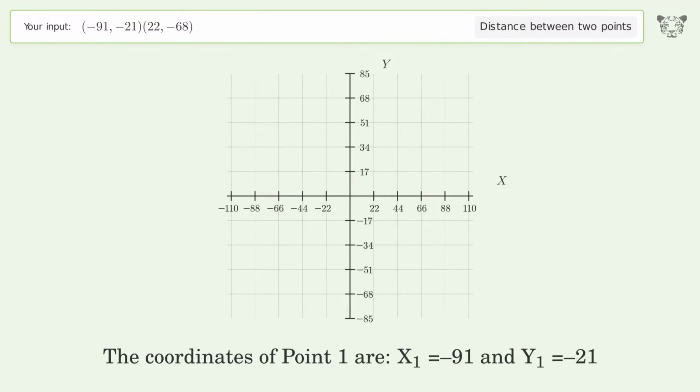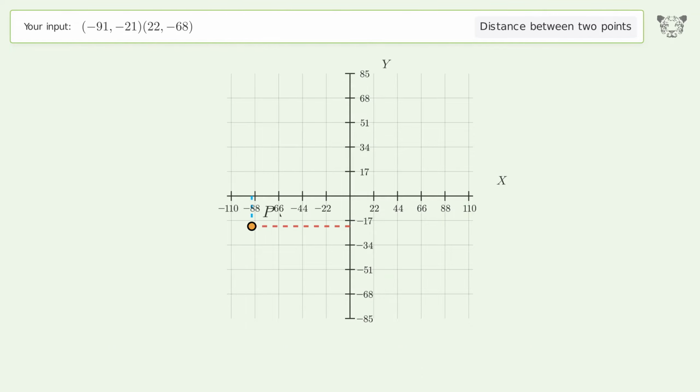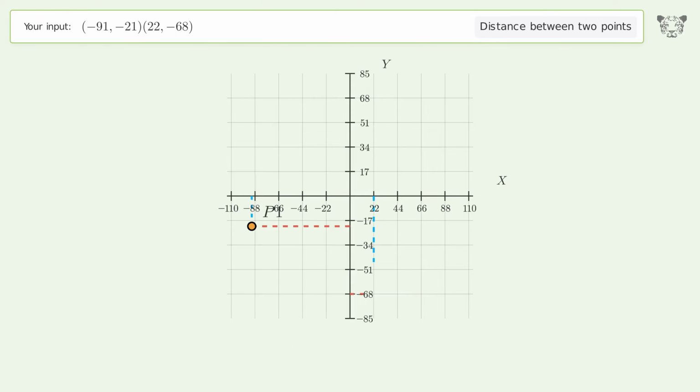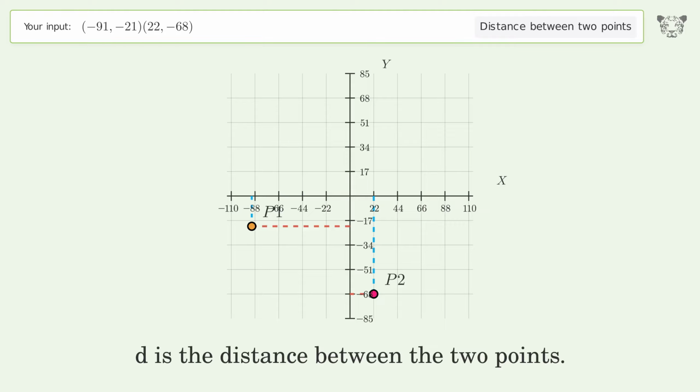The coordinates of point 1 are x1 equals -91 and y1 equals -21. The coordinates of point 2 are x2 equals 22 and y2 equals -68. D is the distance between the 2 points.